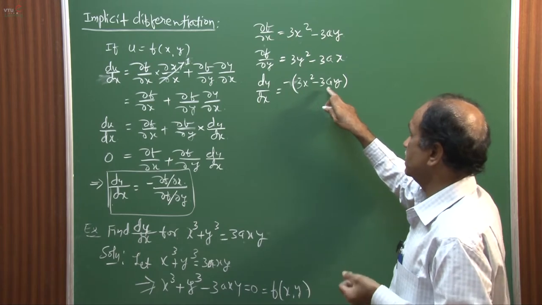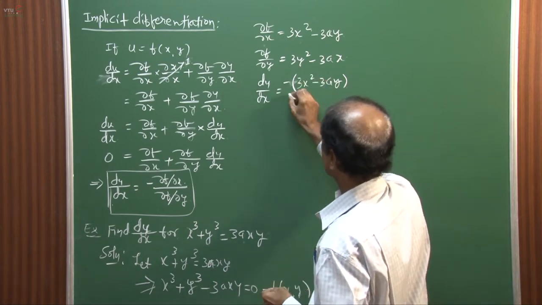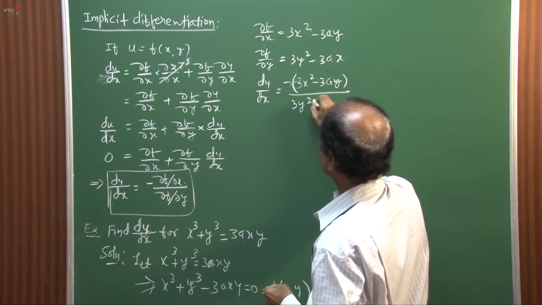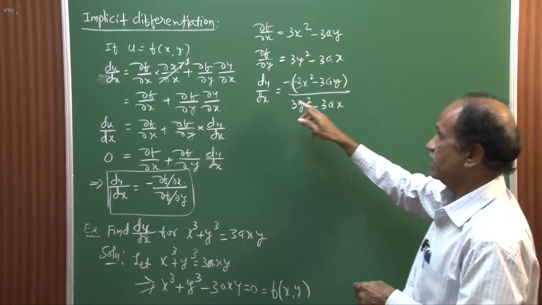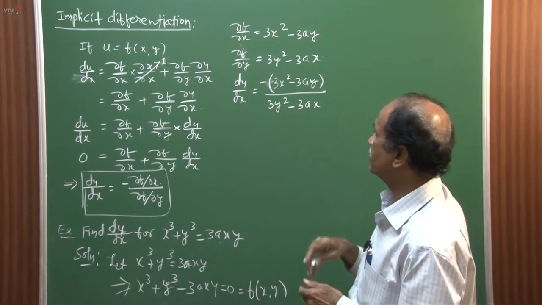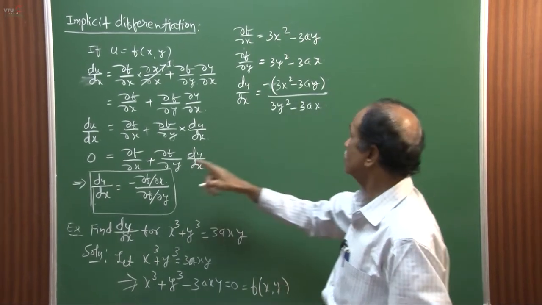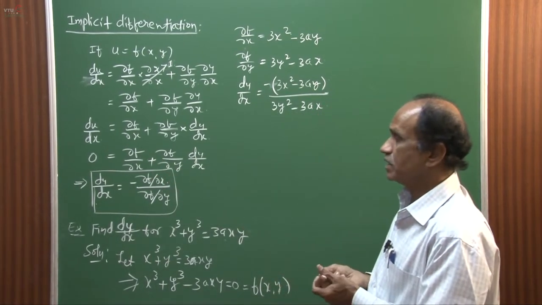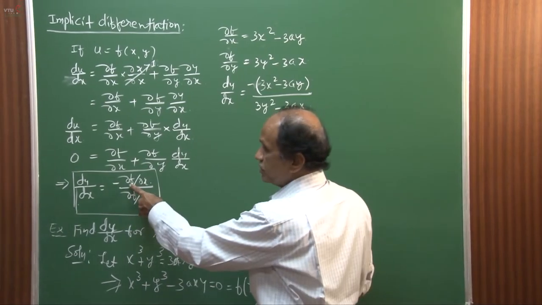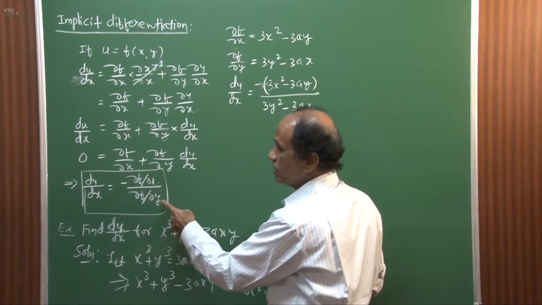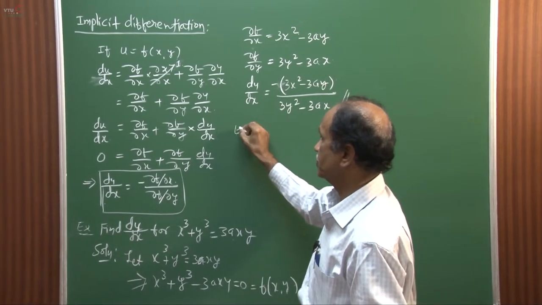Minus of 3x square minus 3ay is there, and in the denominator, the second value, that is 3y square minus 3ax, is there. Okay. So, this is dy by dx, which means implicit differentiation. According to this, the ratio of two partial derivatives, one partial derivative with respect to x, another partial derivative with respect to y, is called implicit differentiation.